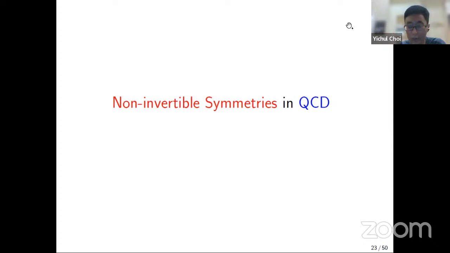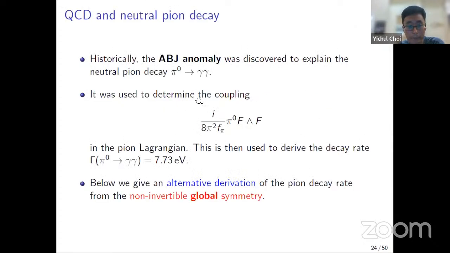So now let me move on to QCD. Historically, the ABJ anomaly was first discovered to explain the decay of the neutral pion into two photons. The ABJ anomaly was successfully used to determine the coupling constant in front of the pi zero F F-tilde term in the pion Lagrangian. And this term can then be used to derive the decay rate of the neutral pion into two photons, which matches the experiment very well.